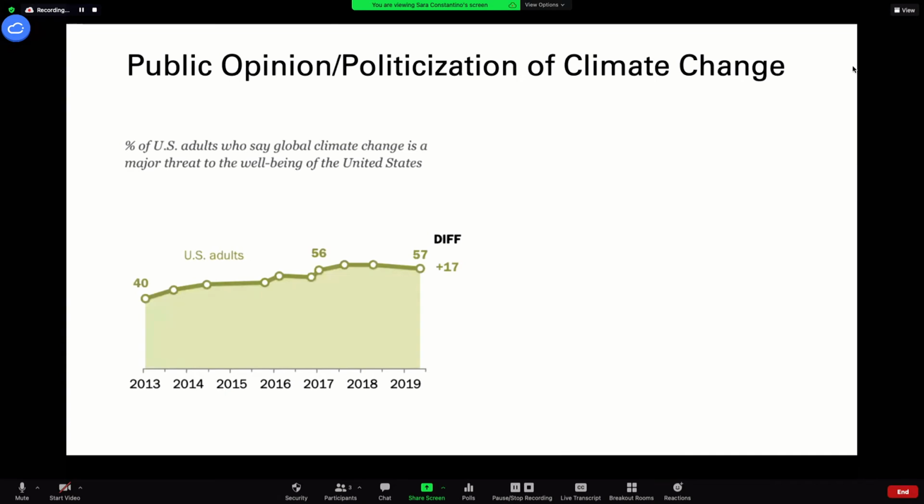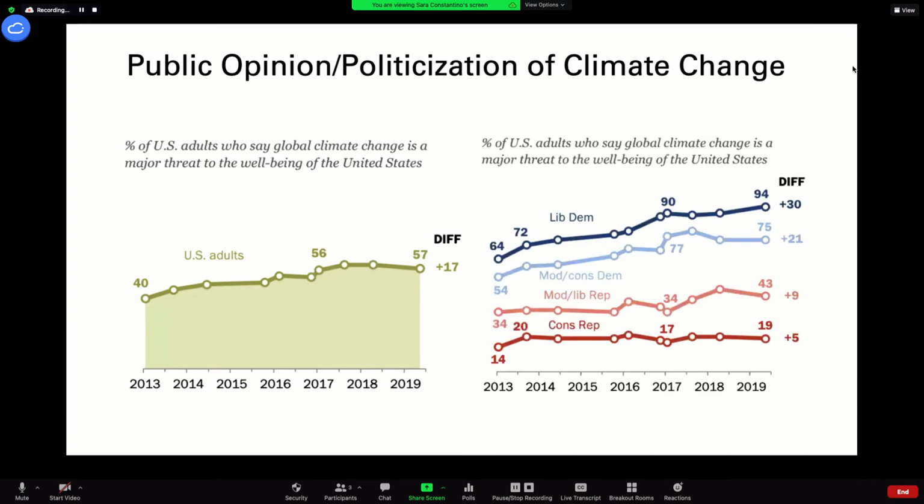So returning to the issue of partisanship now, we see that the number of Americans who see climate change as a major threat is growing. This data now goes out until 2020. But we also see that these differences are largely due to an increase in concern among liberals. We see pretty high concern among liberals, some increase among moderate or liberal Republicans, and very little movement among conservative Republicans. And so this gap, you can see, is also widening.